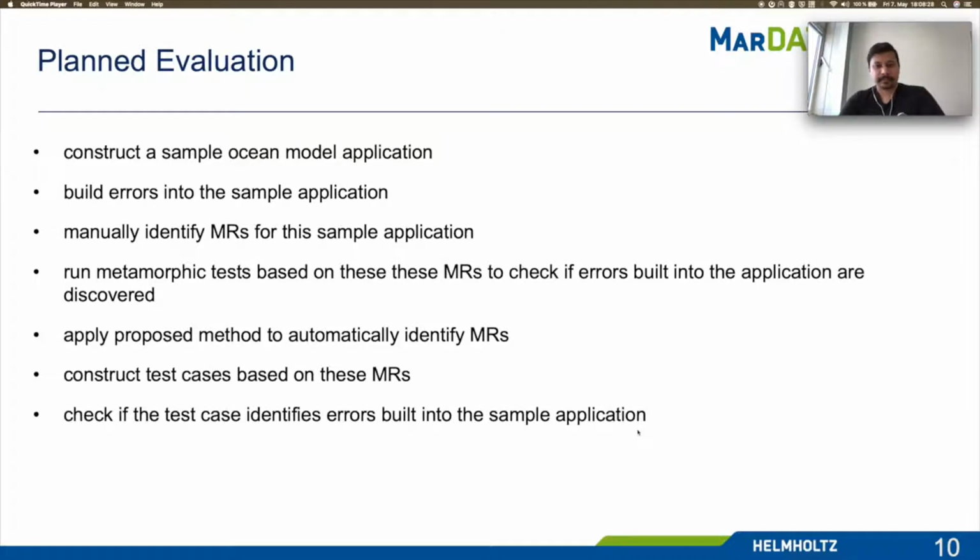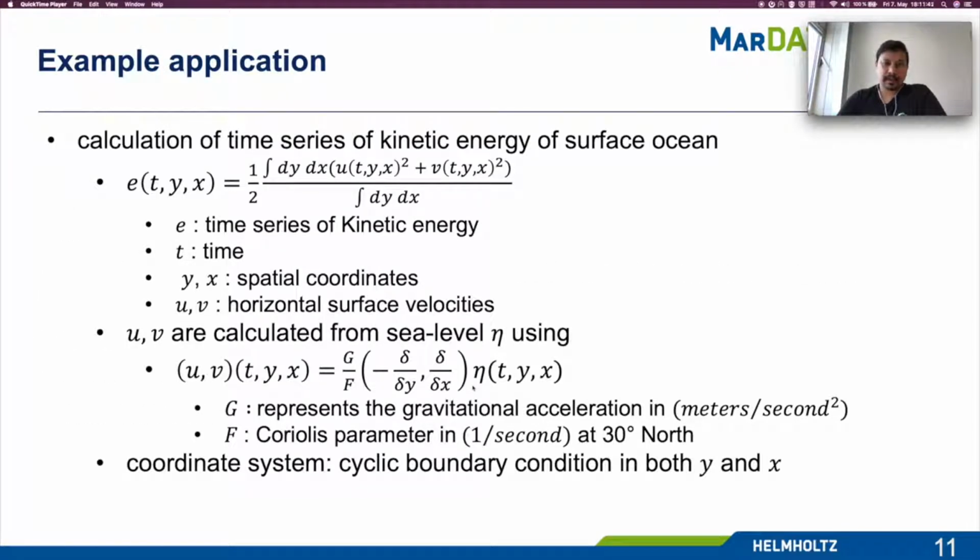As an example application, we consider the calculation of time series of a kinetic energy of the surface ocean governed by this equation, where t is time, y and x are spatial coordinates, u and v are horizontal surface velocities calculated from sea level height, eta, based on this equation, where g is the gravitational acceleration and f is the Coriolis parameter at 30° north. The coordinate system is cyclically bound in both x and y direction to represent the continuity of the ocean system.